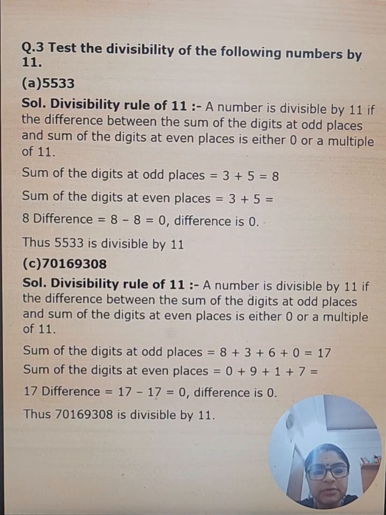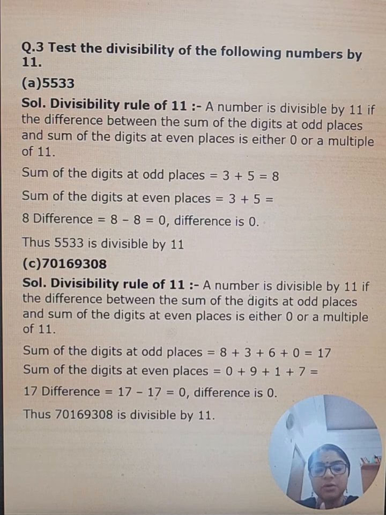The next question is 70169308. Here the odd place digits are 8, 3, 6, 0. If you take the sum of the values, it is 17. Again, the even place digits are 0, 9, 1, 7. If you take the sum, you again get 17. If you take the difference between the two, 17 minus 17 is 0. So we can tell it is divisible by 11.